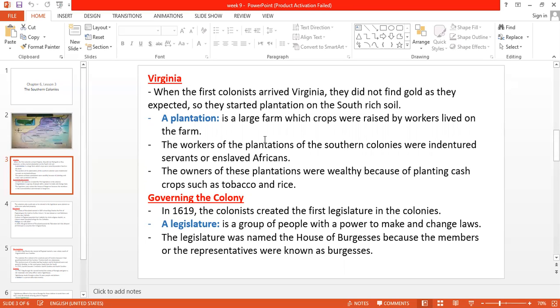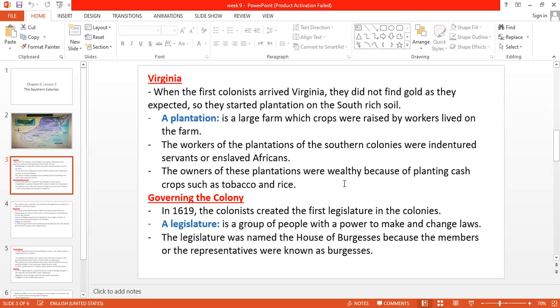And most of these English colonists, guys, were rich English people. They were white, of course, okay, and they were rich. So they couldn't farm by themselves. So they needed farmers. From where did they bring those farmers? From Africa. Okay, so most of the farmers who worked on these plantations were enslaved Africans. Okay, they called those enslaved Africans indentured servants. So what I mean by indentured servants, I mean the enslaved Africans. So the owners of these plantations were wealthy.